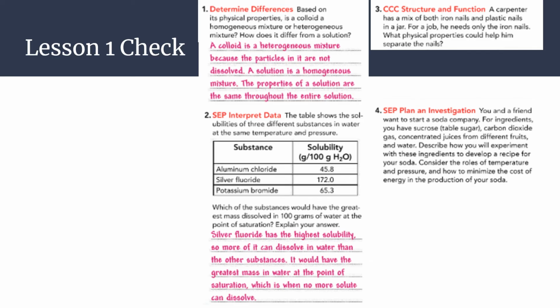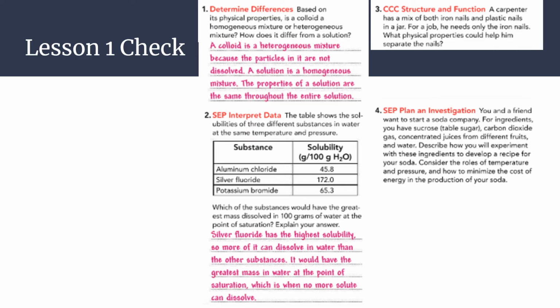We're going to say silver fluoride has the highest solubility, so more of it can dissolve in water than the other substances. It would have the greatest mass in water at the point of saturation, which is when no more solute can dissolve. So basically, because silver fluoride had the greatest solubility, 172 grams per 100 grams of water, which was far greater than the 45.8 and 65.3 that aluminum chloride and potassium bromide could do respectively. So that's why it's going to be best.